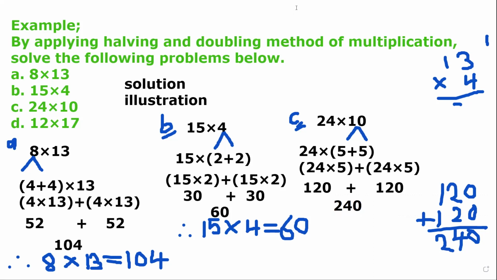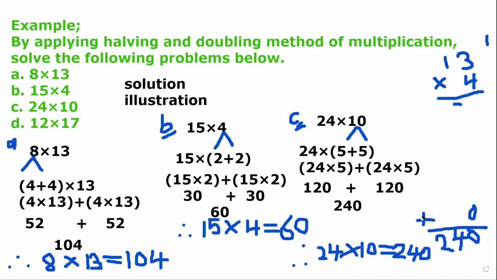Therefore, 24 times 10 is equal to 240. Okay, good.